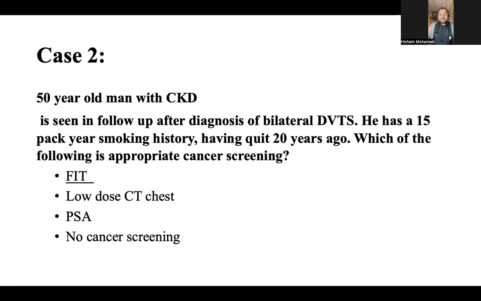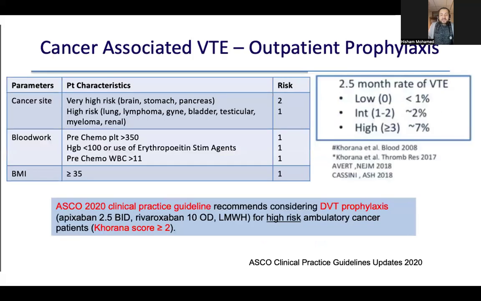So just the question is routine workup in a patient 50 years old with smoking history of 15 pack years who quit 20 years ago. So let's go for Canadian guidelines again. We have here cancer associated VTE. Like I said, with 2 points, we need to go for prophylaxis, as apixaban 2.5 BID or apixaban 10 once daily or low molecular weight heparin.